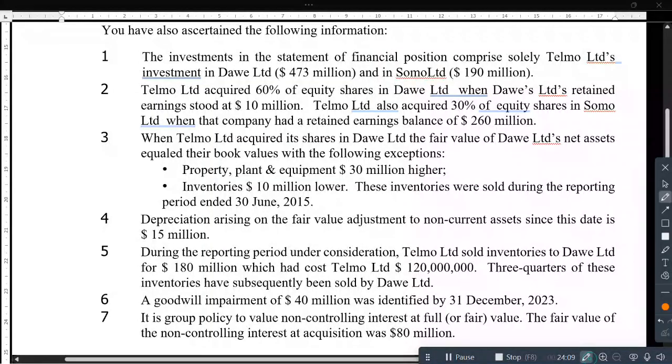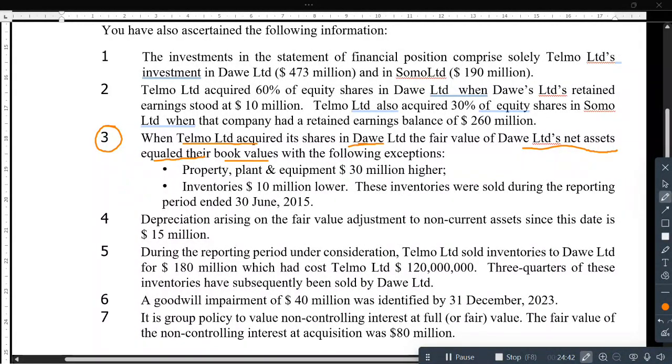Yes. When you look at note number 3, Teremo Limited acquired its shares in Dawe Limited, and the fair value of Dawe Limited's net assets. Remember, we are looking at the net assets summary. Now they're saying the net assets equal their book values, which is very good. If they're equal, no problem. The problem is to overstate the book value or understate the book value.